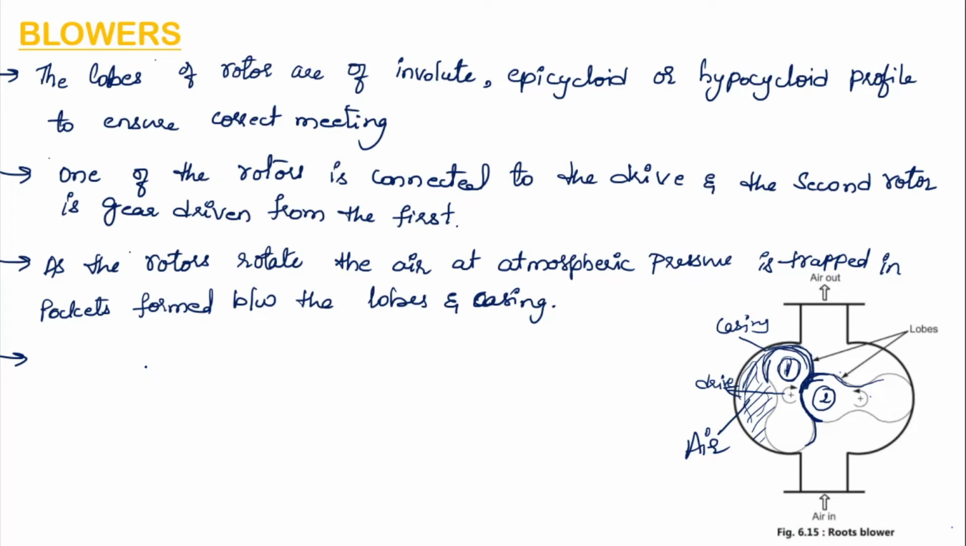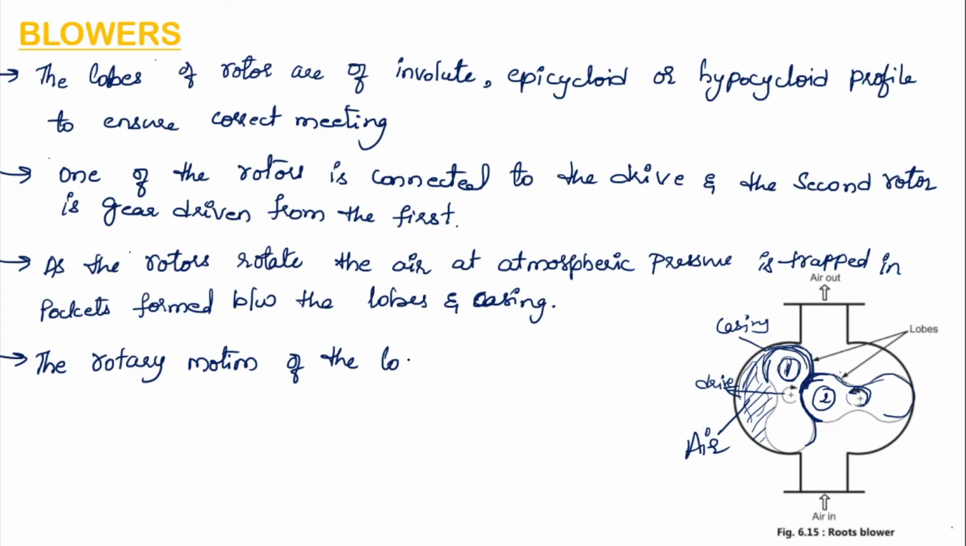The rotary motion of the lobes delivers the entrapped air to the receiver. So these lobes are rotating. You can see the symbol here showing that there is rotation. Because of the rotary motion of the lobes, it delivers the entrapped air to the receiver. So it will send the air to the receiver.